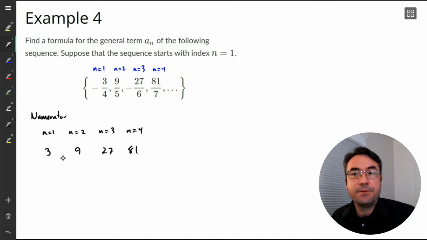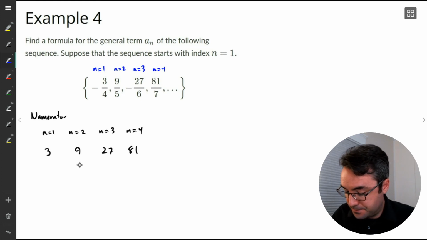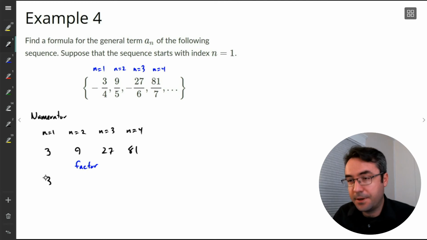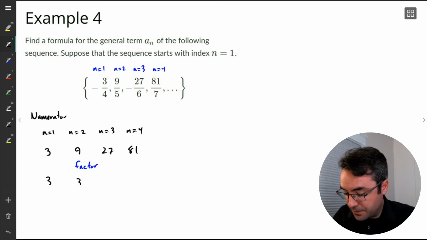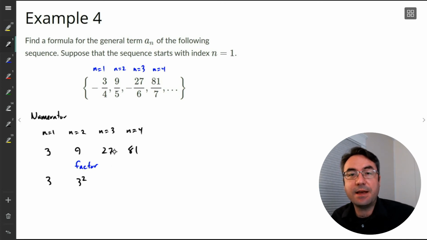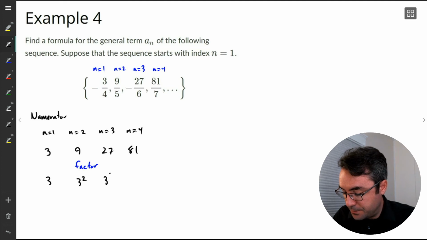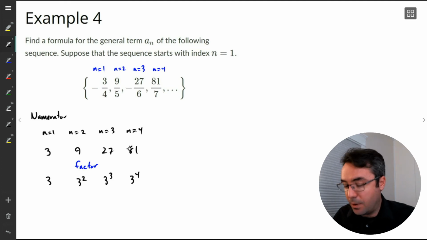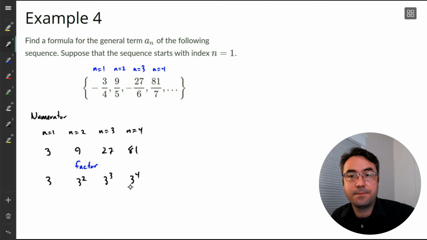And usually, to help identify the pattern, and maybe you already see it, but we're just trying to develop some strategies here to help you identify the pattern. What can be helpful is to factor. So try to factor each of these. 3 is just 3. 9 factors; that's 3 squared. 27 factors; that's 3 cubed. And then 81 also factors. That's 3 to the power 4.